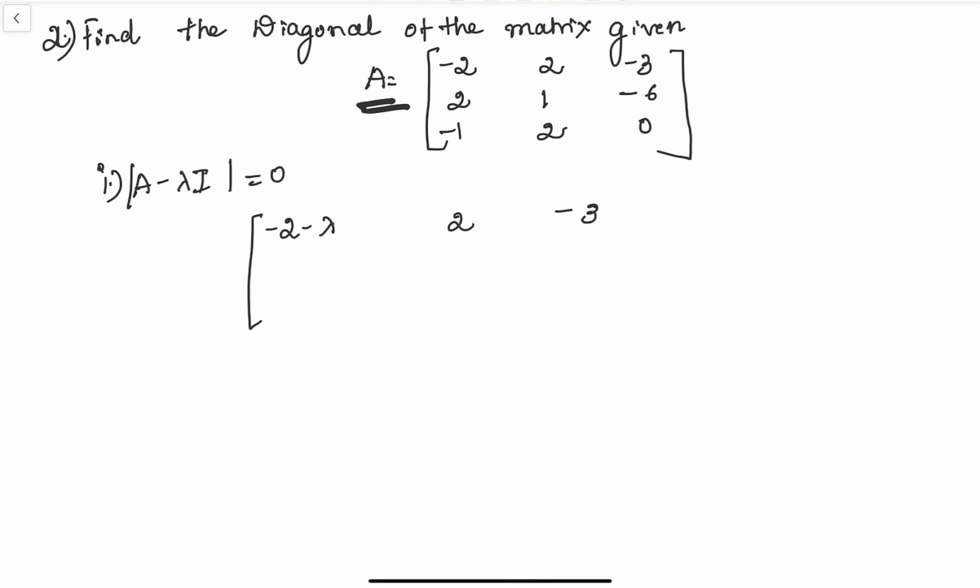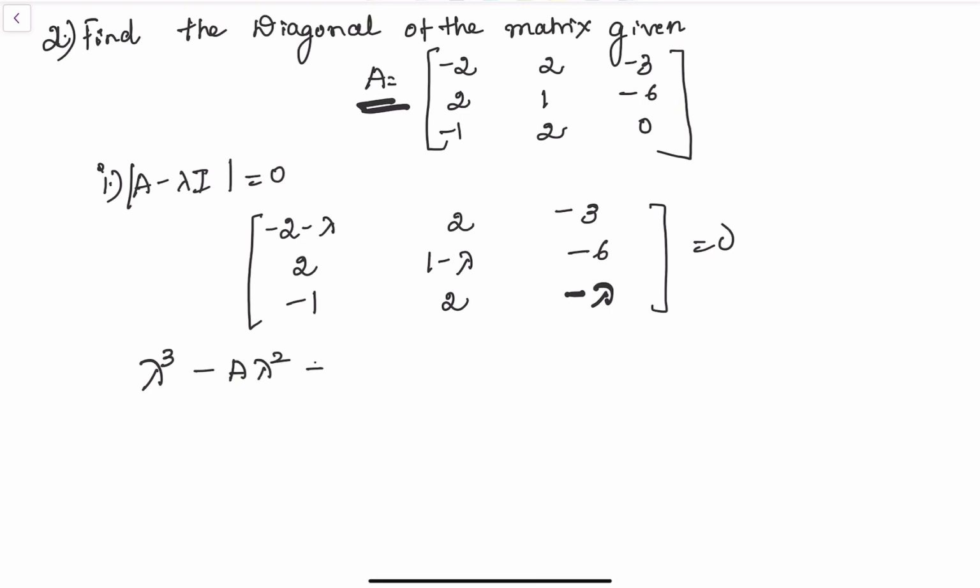It is minus 2 minus lambda, 2, minus 3; 2, 1 minus lambda, minus 6; minus 1, minus 2, 0 minus lambda, is equal to 0. Let me write it as minus lambda only. Now after this the main thing that we have to do is finding the characteristic equation. In order to avoid the traditional method, I will go with a shortcut.